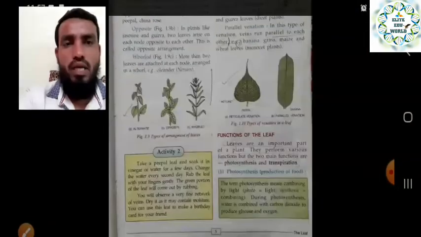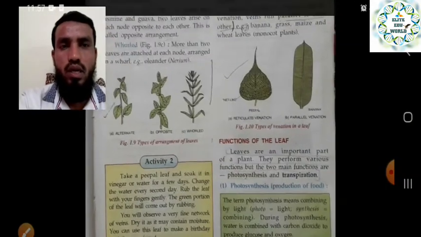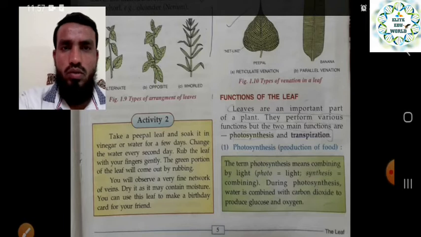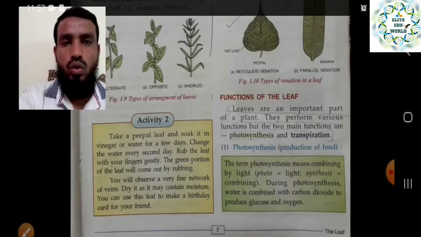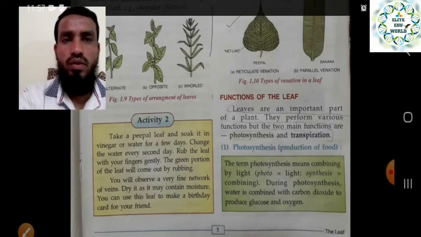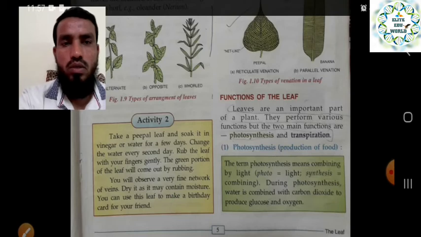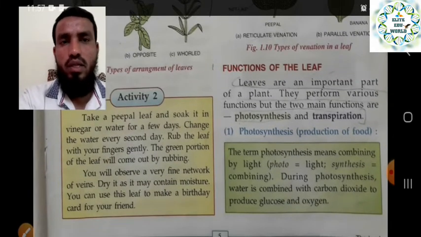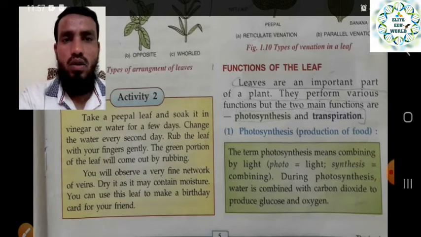Now there is one activity also, which you can easily understand with the help of this activity. What you have to do is take one leaf of a peepal and soak it in vinegar or water. You can soak it in the water for a few days, but you have to change the water after every second day, right. Then after 4 to 5 days, remove the leaf and rub it with your finger.